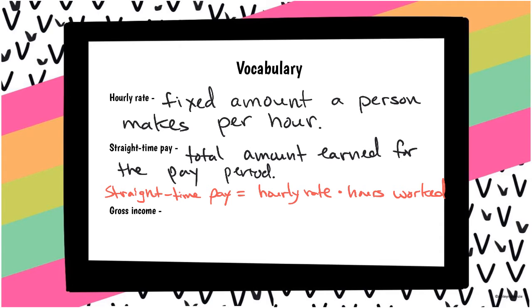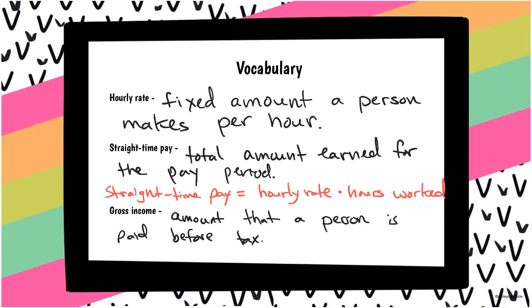And then our last, but not least, vocab word is gross income. Your gross income is just going to be the amount that you're paid before taxes and other deductions. So if you have a job, you've probably seen that where you have your gross income and then your net income. So we're just talking about gross income today. Your gross income is the amount that you make before any taxes are taken out of your paycheck.